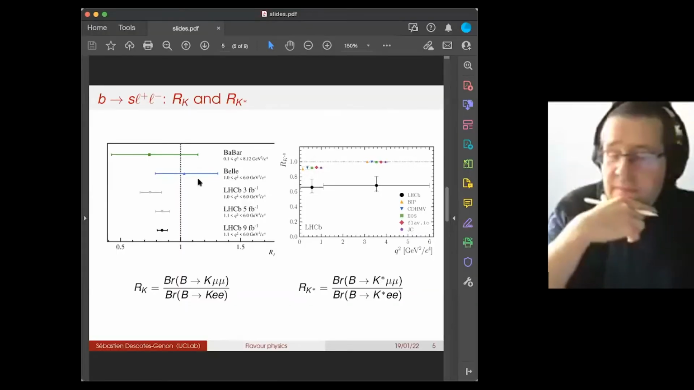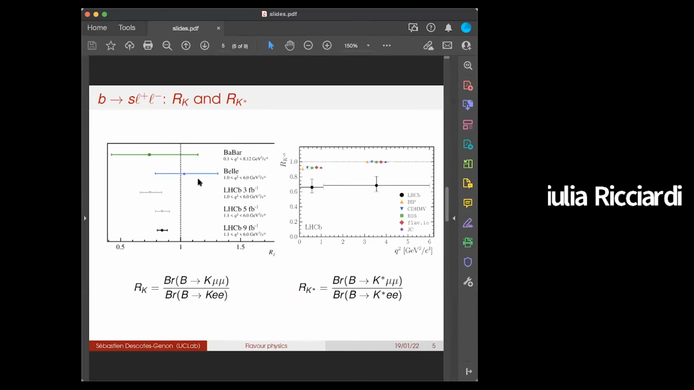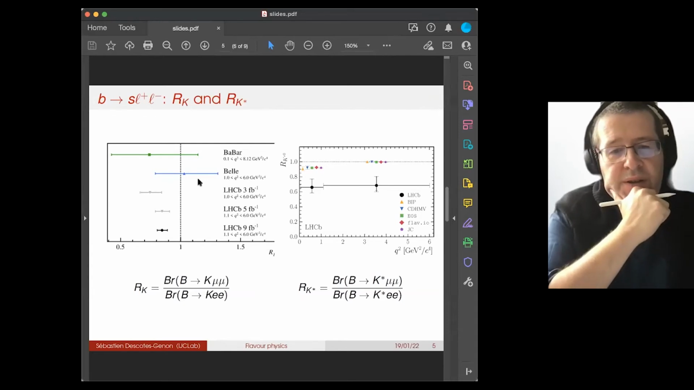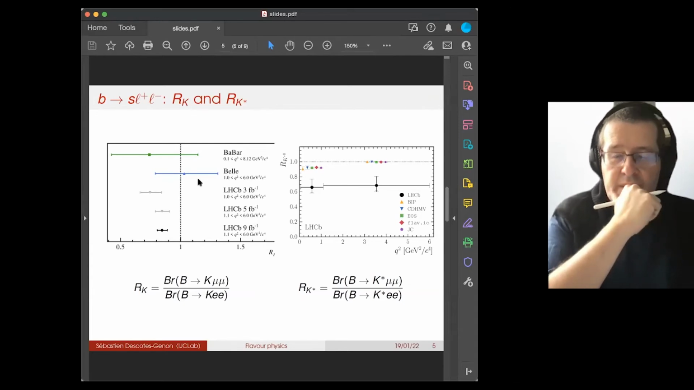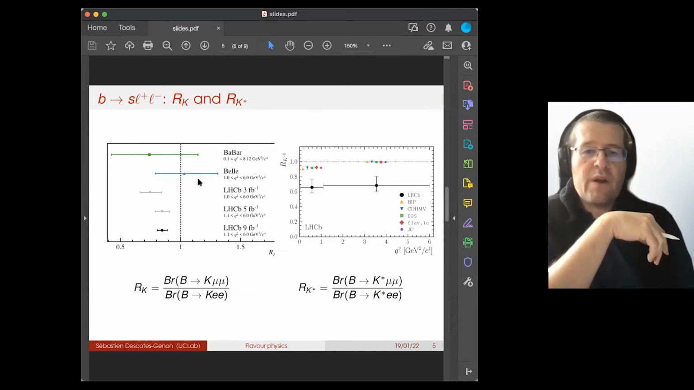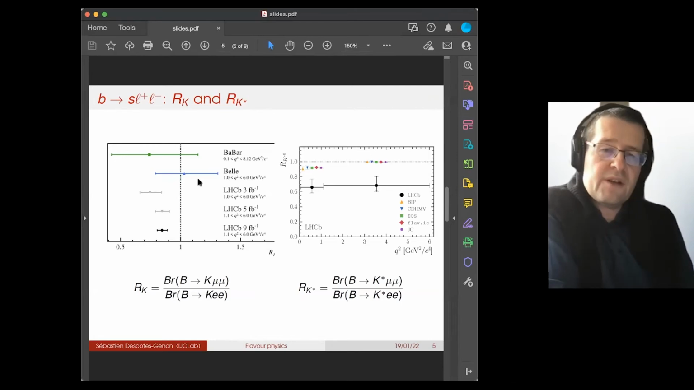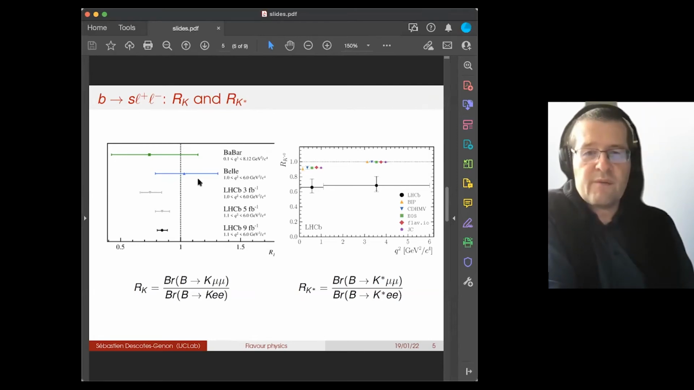So after having discussed a bit B2CNU, I'm going to talk briefly about the second place where there seems to be deviations for the moment, which is B2SLL. So that's the place where you got more deviations actually than can be identified. I already mentioned that there were 2 ratios comparing lepton flavor universality that were deviating from the expectations.